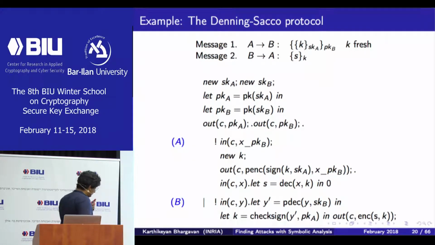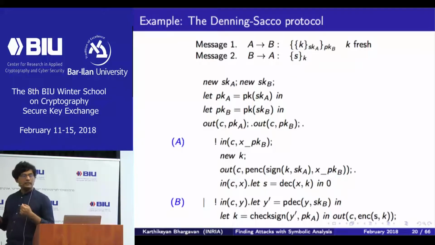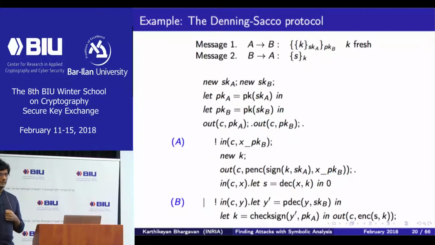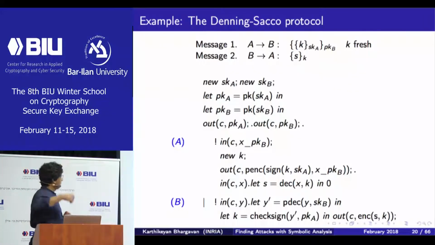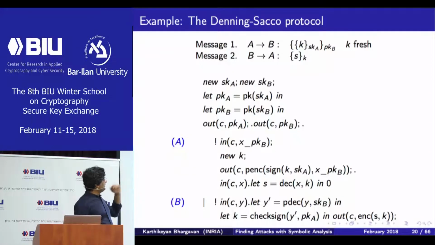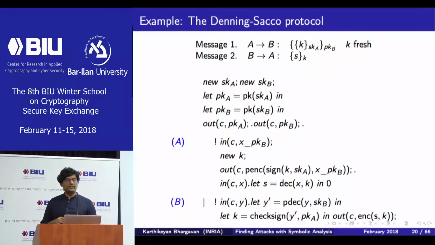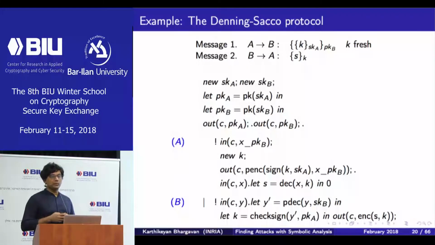Here's an example. This is the Denning-Sacco protocol, which is, I think, 20 years old at least. The goal of the protocol is to establish a secret s between A and B. In the first message of the protocol, A generates a fresh key k, signs it with its own private key, and then encrypts it for B's public key. In the second message, B generates a fresh session key or session secret s and encrypts it symmetrically with k and sends it back. This protocol actually uses signatures, public key encryption, and symmetric key encryption to do this login-like protocol.